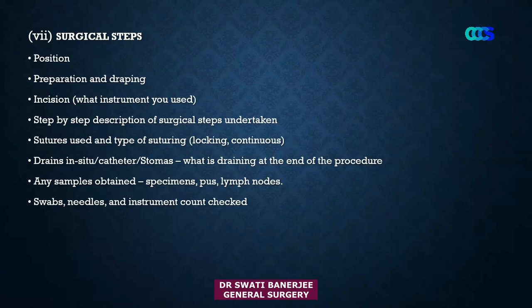That is very important. What are the sutures used? What is the type of suturing you did? Like in cases of hernia, what suture you used to fix the mesh? What sutures you used to close the sheath? If they are absorbable, non-absorbable suture, the number of the sutures is also very important. And after that, if we use any drains or any catheters or stomas, what is draining at the end of the procedure? Any sample which you obtain, if you obtain mesenteric lymph nodes for biopsies, piece of liver for biopsy, or pus, you have to mention these specimens, which will go for a histopathological examination.